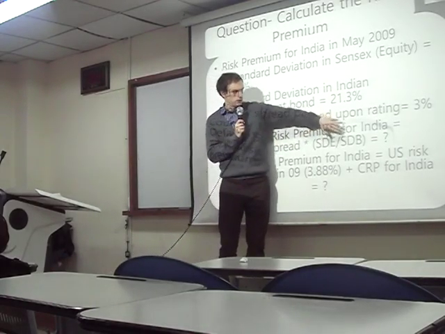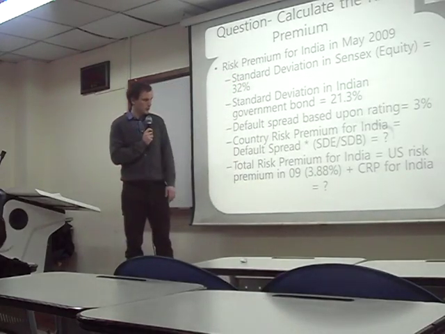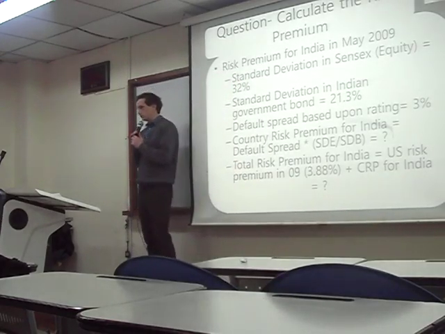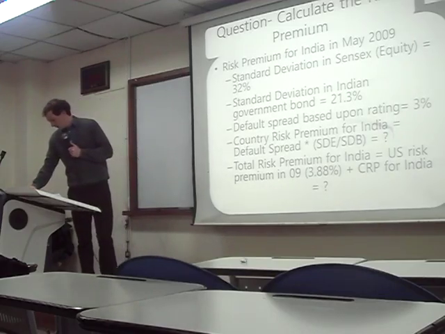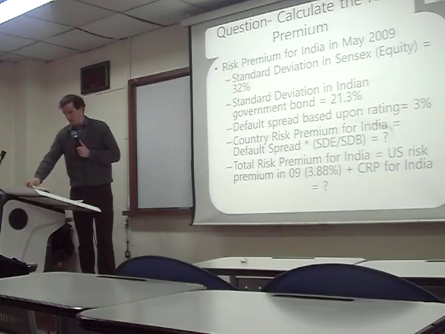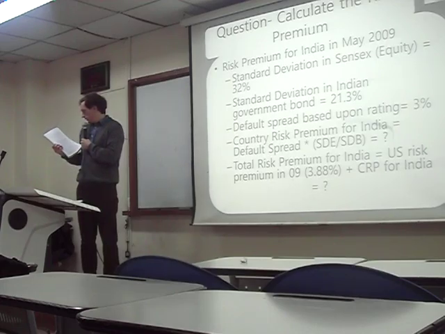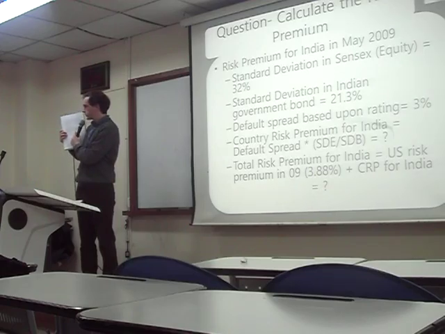Okay, so you have this data. The standard deviation in the Indian Sensex, the Indian S&P 500, right? That's 32%. Government bond standard deviation is here. Default spread based on rating. Country risk premium: default spread multiplied by standard deviation in equity over standard deviation in bond equals a total risk premium for India. Okay, so do the calculation. You can see the equation here.